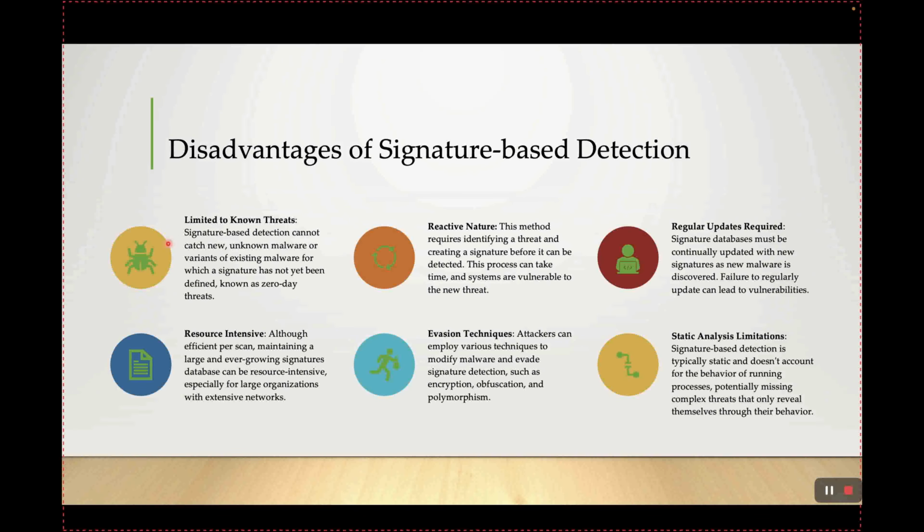Now let's look at the disadvantages. Limited to known threats, that's the biggest problem here. So if it's unknown, forget it. It's not going to detect it. For example, a 0-day threat, it will not detect it. Reactive nature. This method requires identifying a threat and creating a signature before it can be detected. This process can take time. Why? Well, it depends on the antivirus vendor, if they are fast in releasing the latest update, basically. Now, it does require updates constantly.